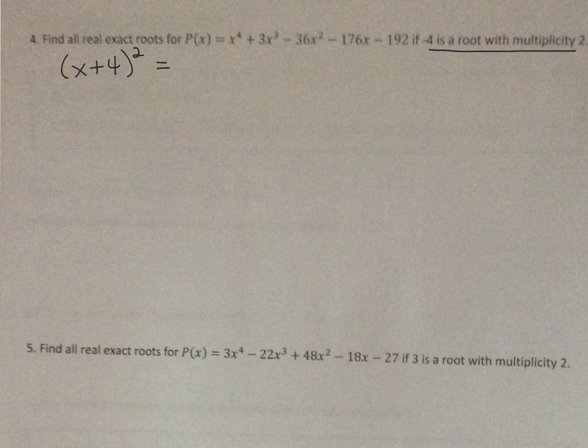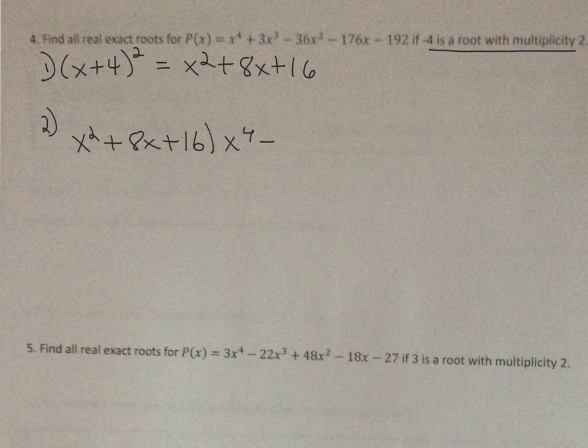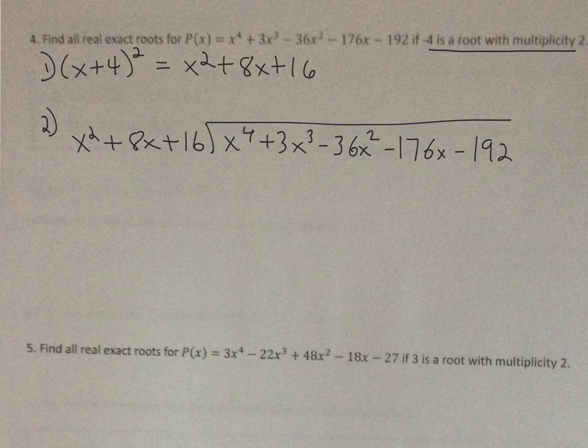So what you have to do before you can divide is you have to multiply this out. And again, we know how to do that quickly. x plus 4 quantity squared is x squared plus 8x plus 16. So that would be your initial step. And then once you have that, now you can use line division. So x squared plus 8x plus 16 into x to the 4th plus 3x cubed minus 36x squared minus 176x minus 192 is going to be, so x to the 4th divided by x squared is x squared.